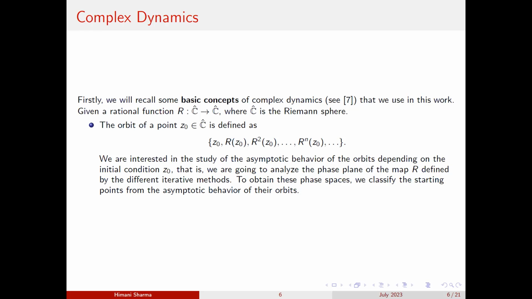So, if R is a rational function defined from the Riemann sphere C to C, then the orbit of a point z0 belonging to C will be defined as the successive images of z0 under R. Also, we are interested in the study of the asymptotic behavior of the orbits depending on this initial point z0. So, to obtain these phase spaces, we will classify the initial points from their asymptotic behavior.